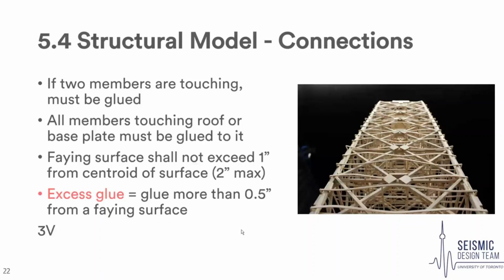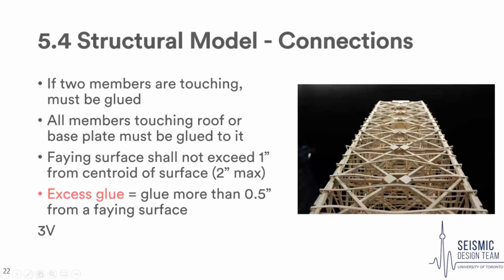So if you imagine you were going to glue 2 members side by side, one of those members can't be more than 2 inches. Otherwise, you're going to have your faying surface larger than that. And you can't just glue parts of it because, if they're touching, they have to be glued. There's also what's called excess glue. If you have glue more than 0.5 inches from the centroid of the faying surface, which means you shouldn't just slather glue all over your tower. You should be precise where you're applying it. And if you violate any of these, it's 3 Vs per.